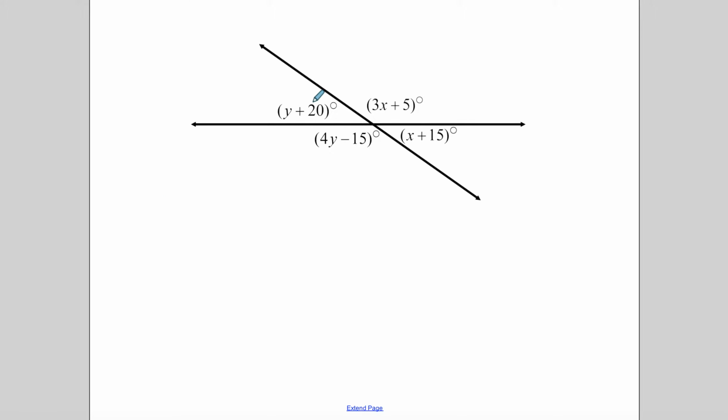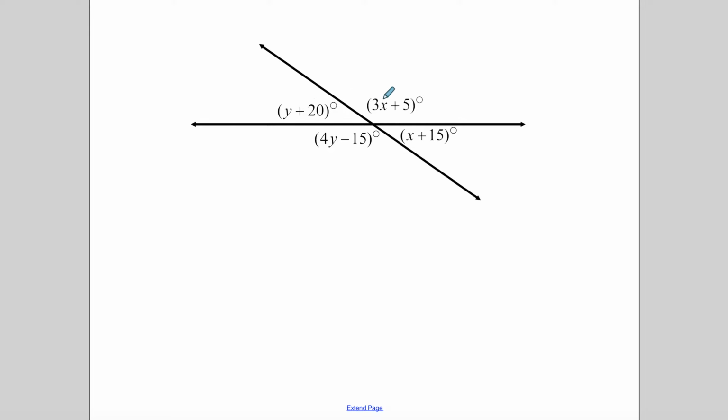Clearly, there are actually four linear pairs here. Here is one. This angle and this angle is one linear pair. Why? Because they're two adjacent angles. They share a side, and they clearly add to 180. They're supplementary.